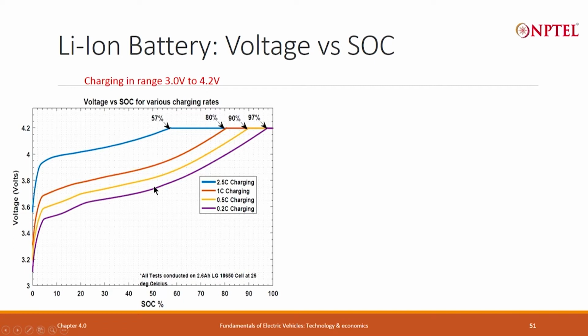Open circuit voltage, or voltage versus state of charge, is different for charging and different for discharging. For example, during charging time, it will depend on the amount of current. If I am charging at 0.2 C, then this is the curve. Of course, this will depend on the kind of cells and the kind of battery that you use, but it is a typical curve like this.